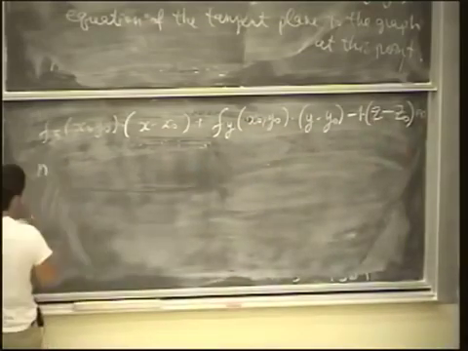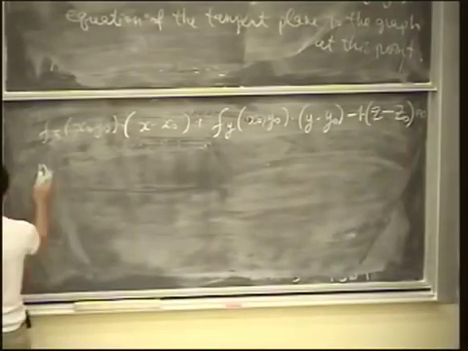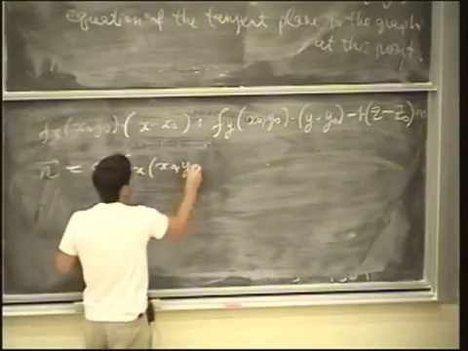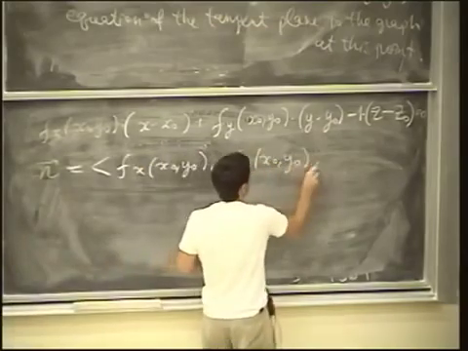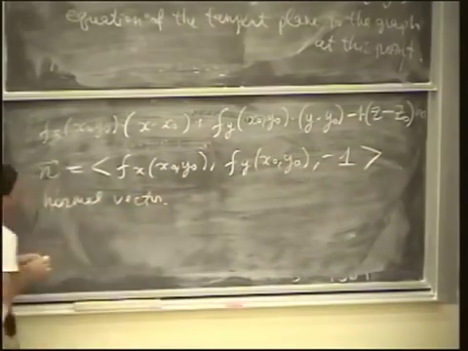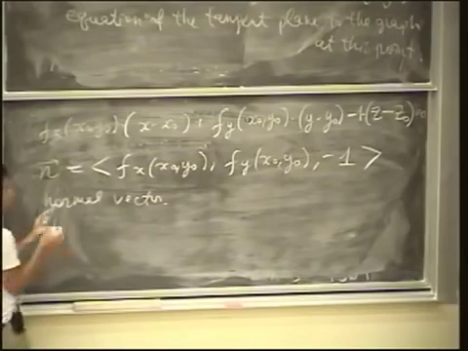So what is a normal vector then? That's this green vector that we talked about earlier. It's just f sub x at x0, y0, f sub y at x0, y0, and -1. So that's a normal vector. And now you can write down the equation of a normal line by using this as a direction vector for that normal line, right?